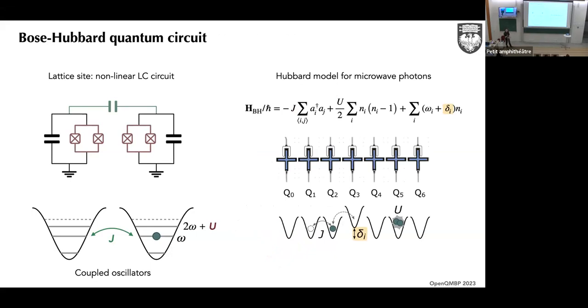Everything that I'm going to cover in this talk: once we make this device, the tunneling rate J and the on-site interaction U are fixed. Once we make the device, we put it in our dilution fridge. So the only thing that we can control in situ is the potential profile of our lattice. Basically, we have on-site control of the lattice disorder, and we're going to use this as much as we can.